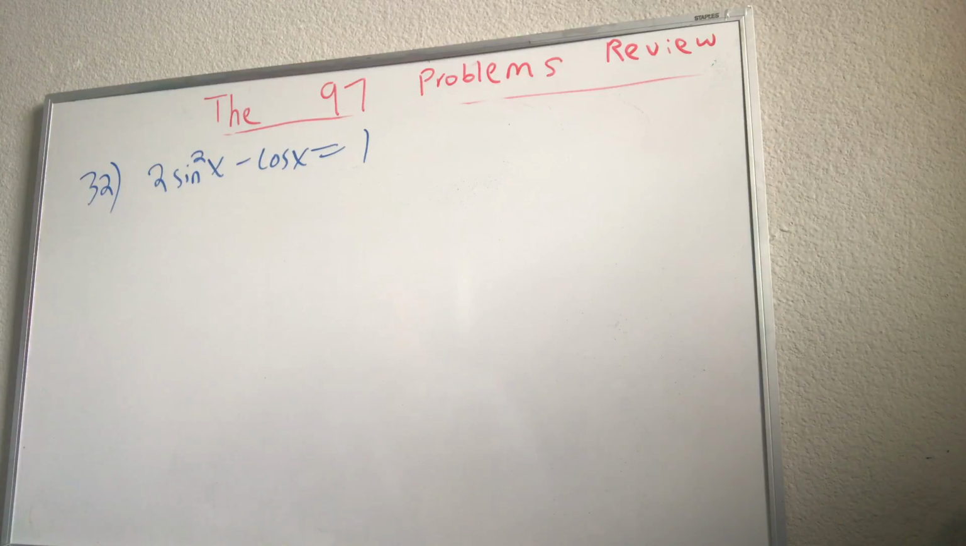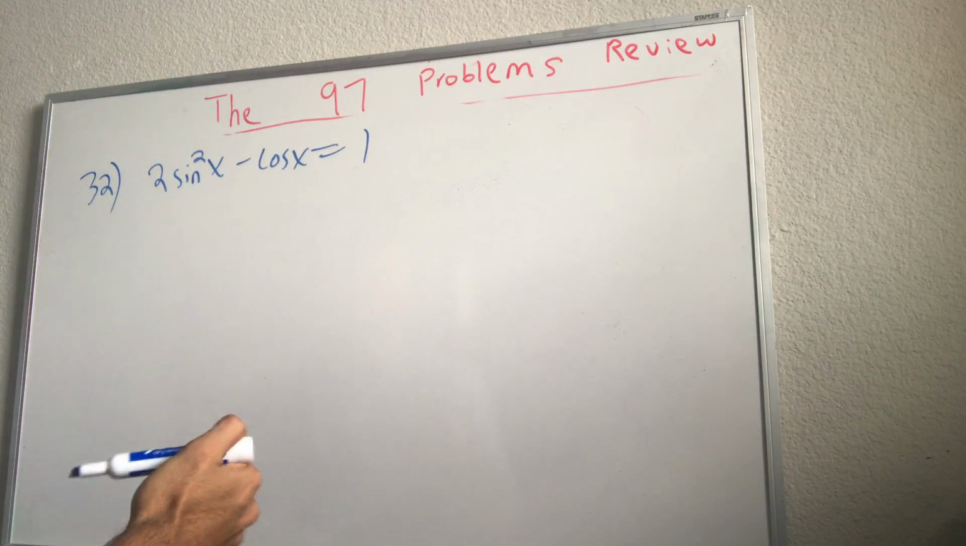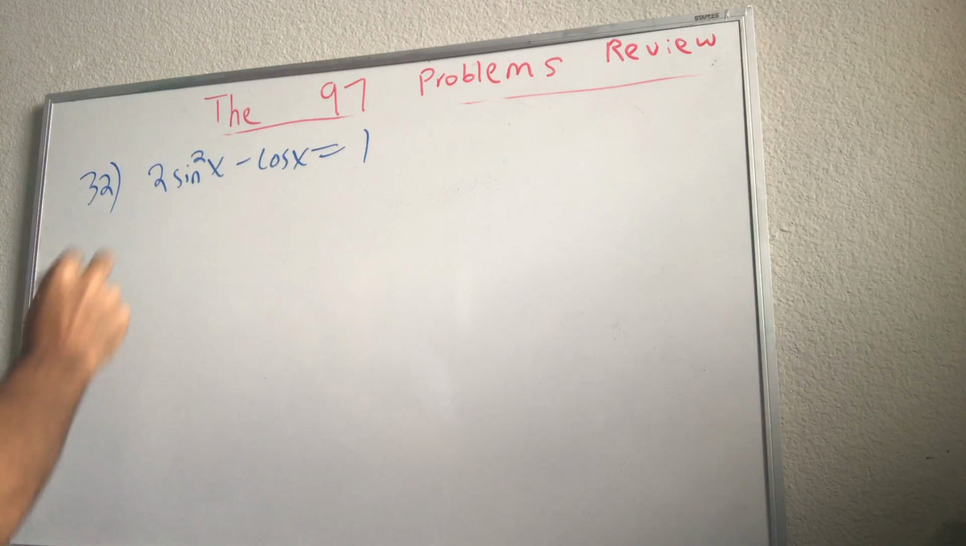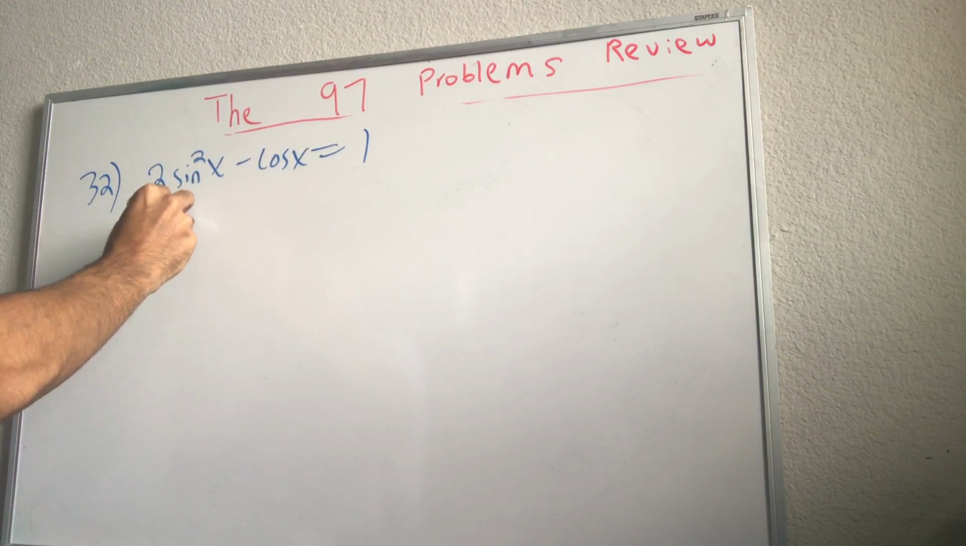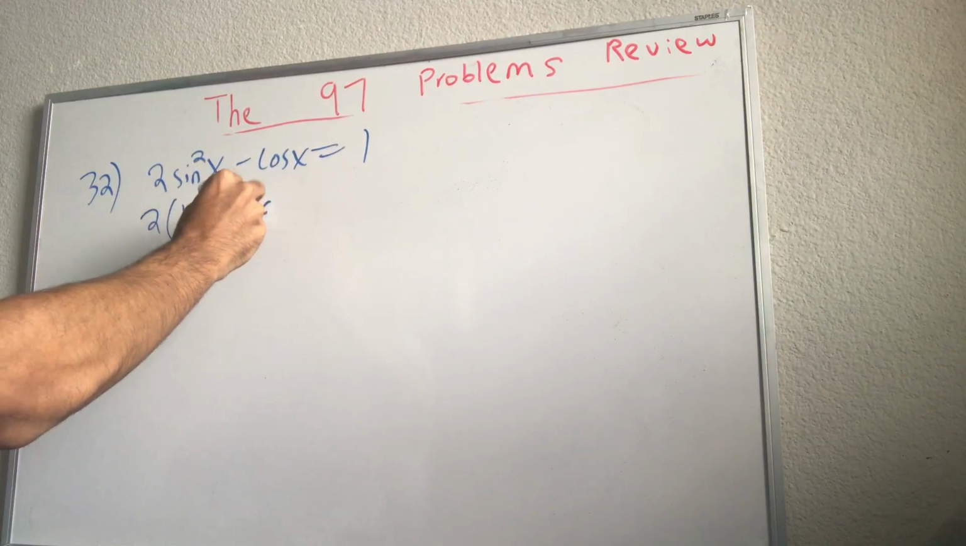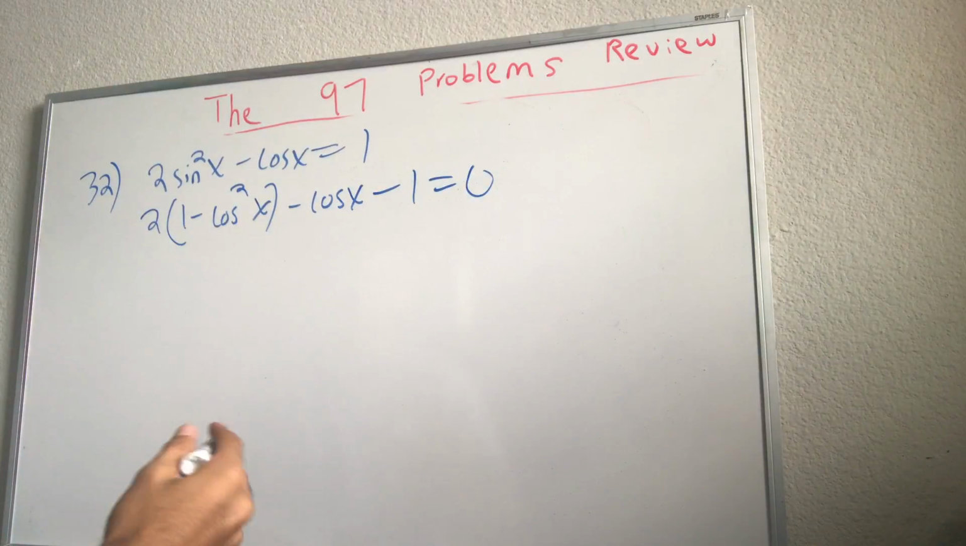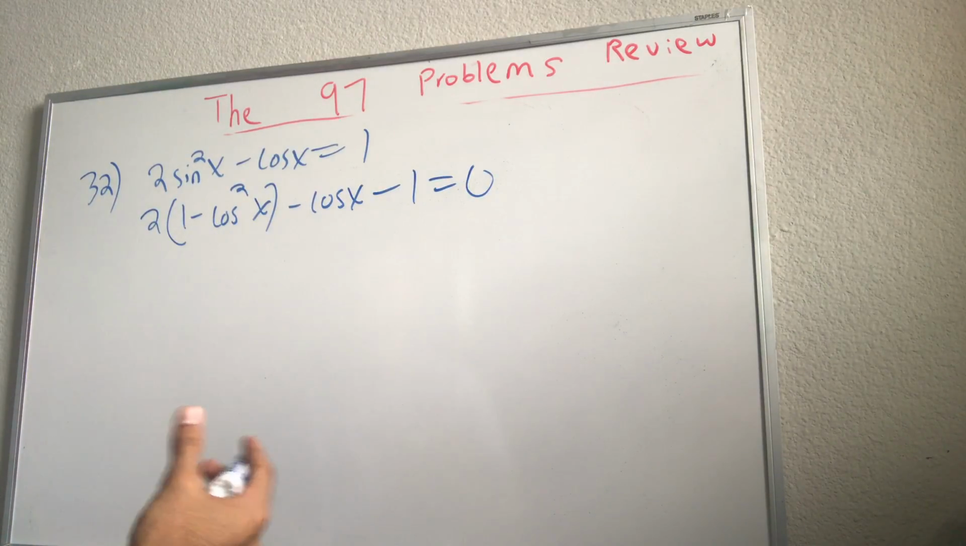And so really we want to bring, what I would do here is I know sine squared of x is equal to 1 minus cosine squared of x, and that's good because if you bring everything in terms of cosine of x, then you can easily factor this equation out. So looking at this, we know 2 times 1 minus cosine squared x minus cosine x minus 1 should give us 0, right? That does become a quadratic function here.